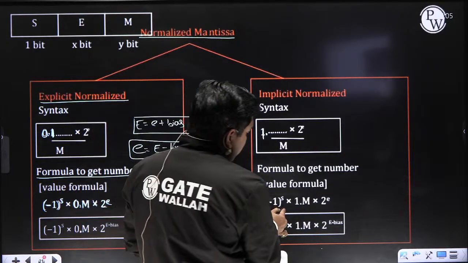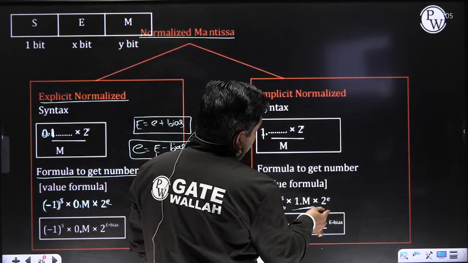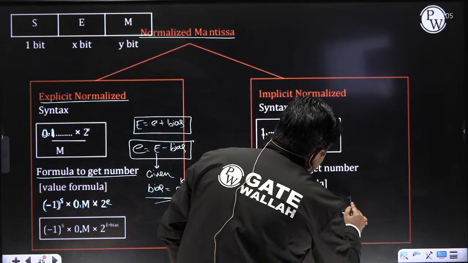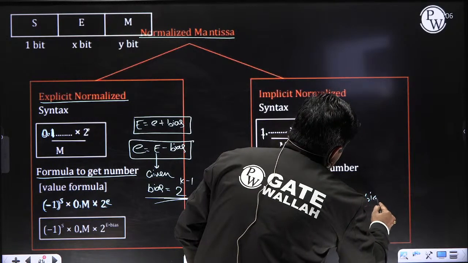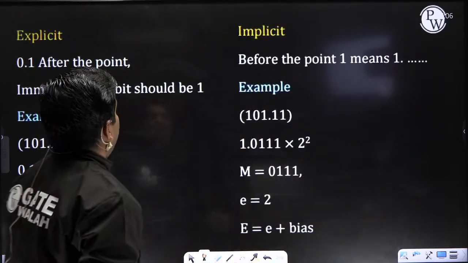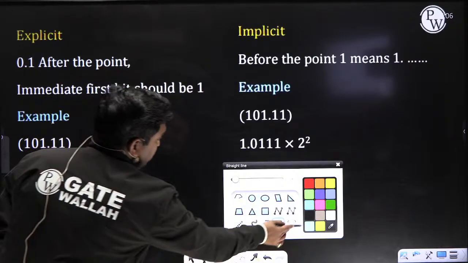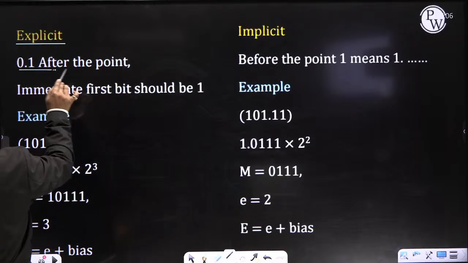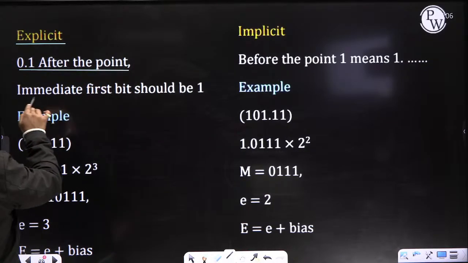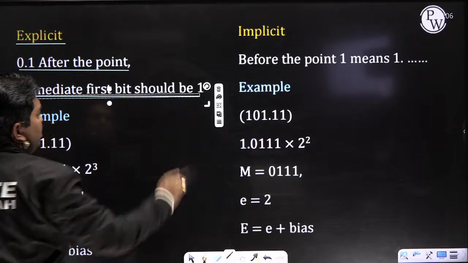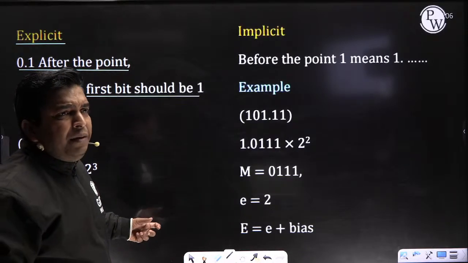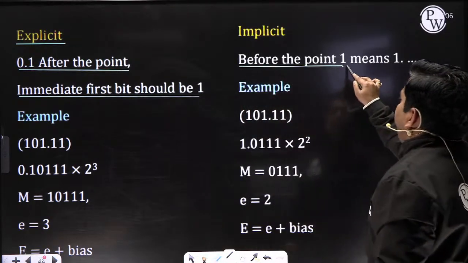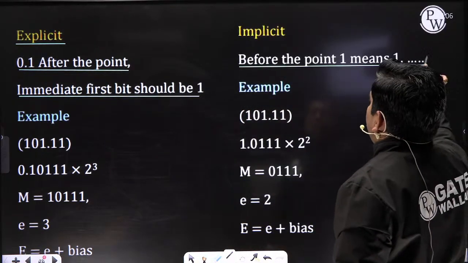And here, minus 1 to the power s, 1 dot m into 2 to the power e. And how will I get this e? Again the same thing, capital E minus bias. Sir, let's take a practical example. Yes, listen first of all. Explicit means 0.1, that is, after the point the immediate bit should be 1. And implicit means before the point there is 1, that is 1 point something.